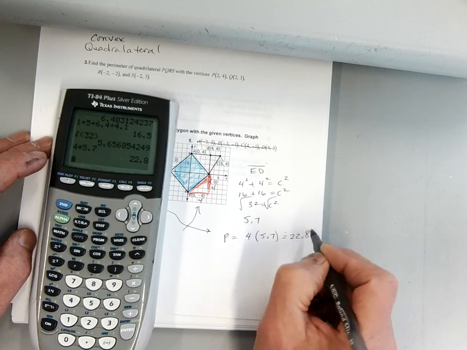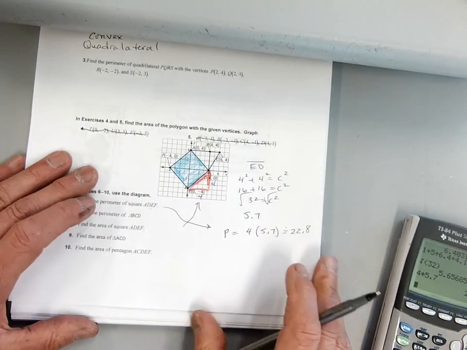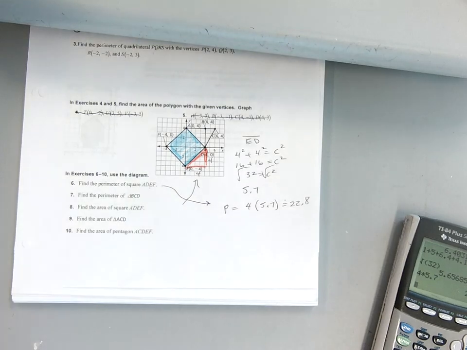Is this what mainly is going to be on our test? Some of it, okay? Now that wasn't that hard, right? If you can do Pythagoras Theorem, you can do this.